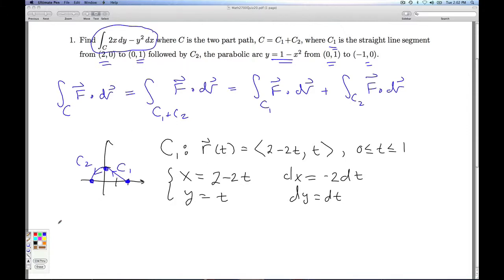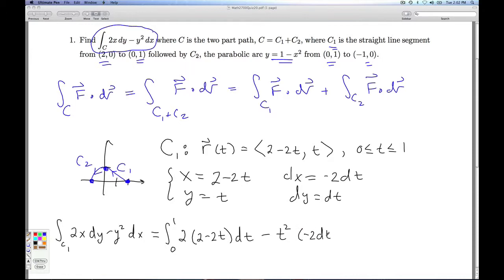We're going to take this line integral and look at what's happening on C1, and let's see what we get. We're going to change this into an integral over t, where t runs from 0 to 1. 2x is 2 times (2 minus 2t) dt, minus y squared, that's t squared, times dx, which is -2 dt. So this was the 2x part, that was the dy part, this is the y squared, and that's the dx. That's where all those pieces come together.